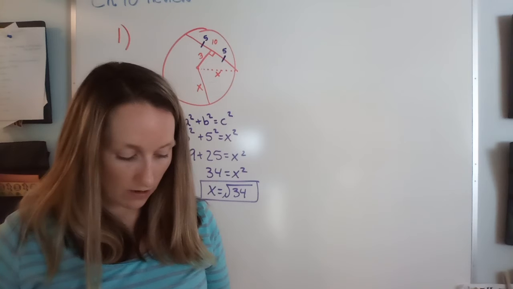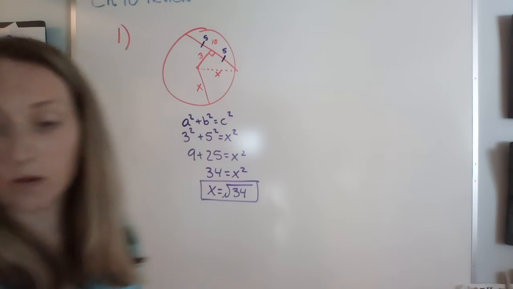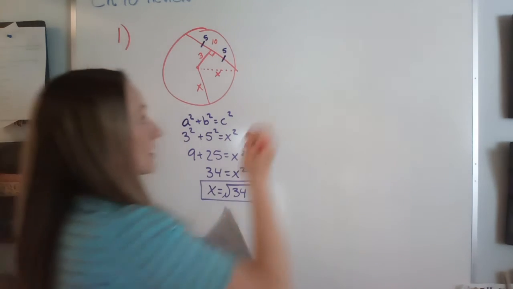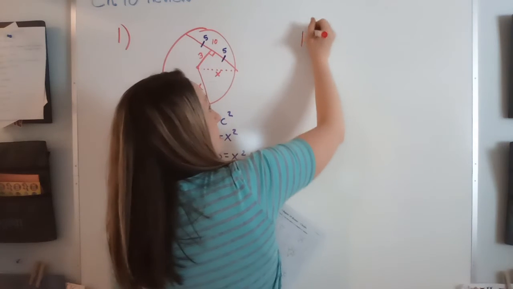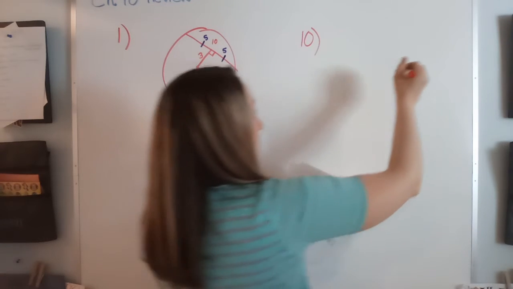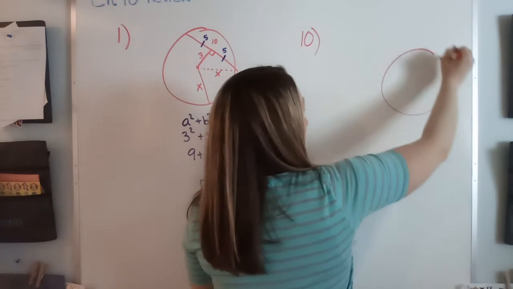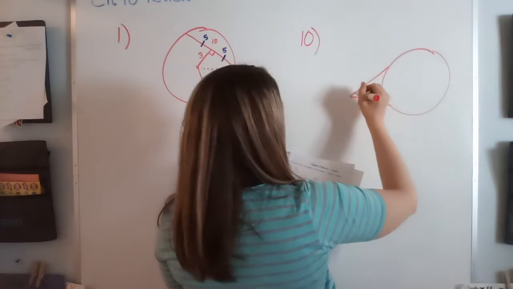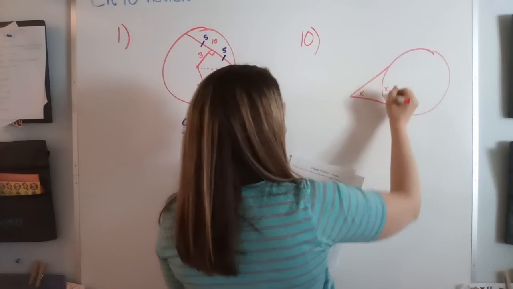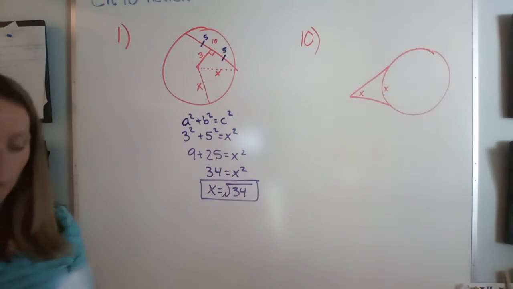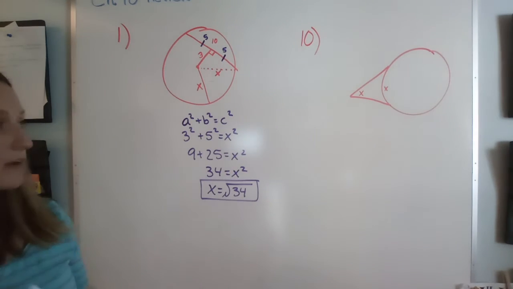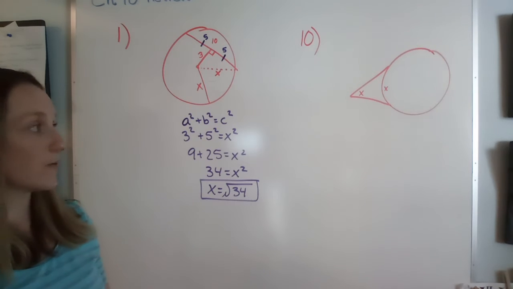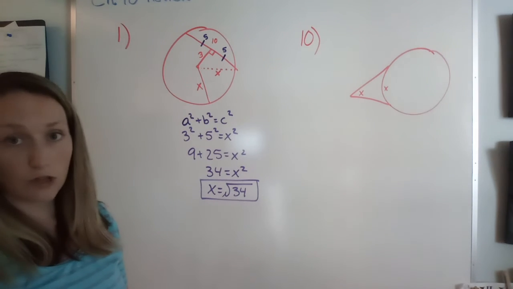Let's move down to number 10. So I want to point this one out because I talked about this in one of the lessons. Okay. So this one always seems to trick people up. People are like, I don't have enough information. I don't know what to do. A few different things you could do.